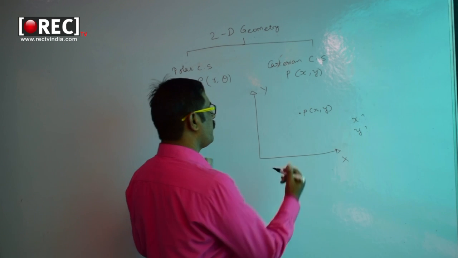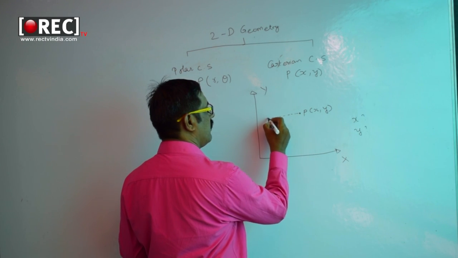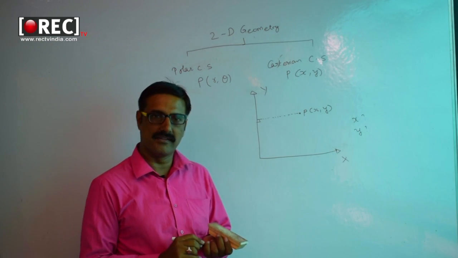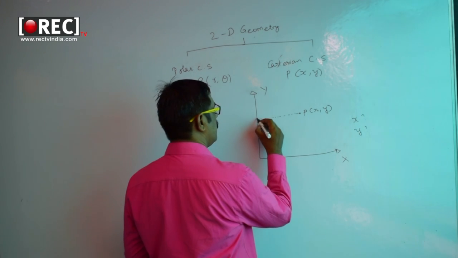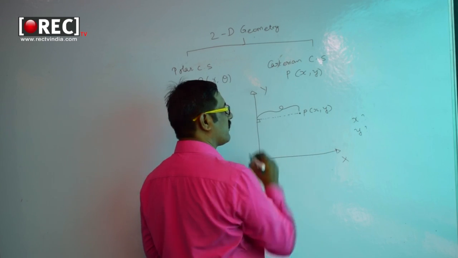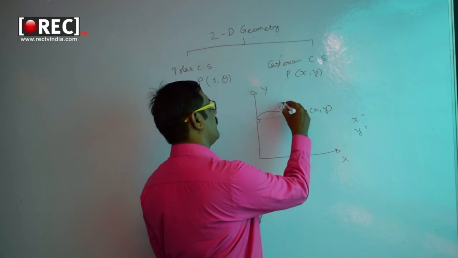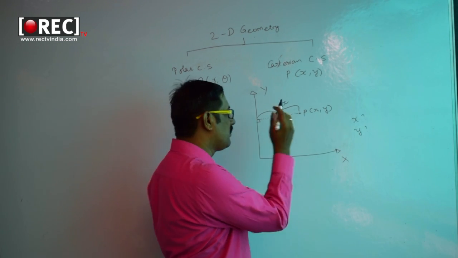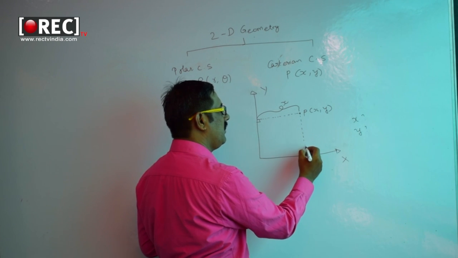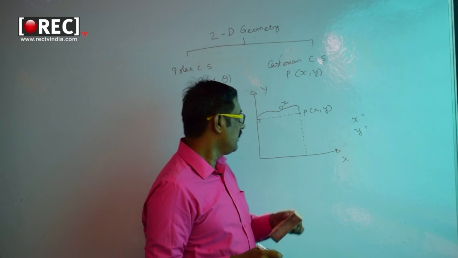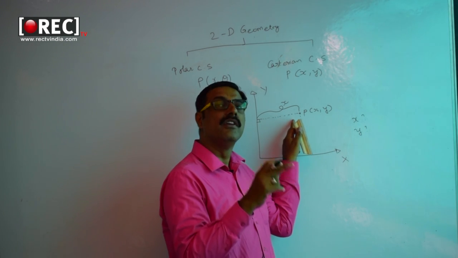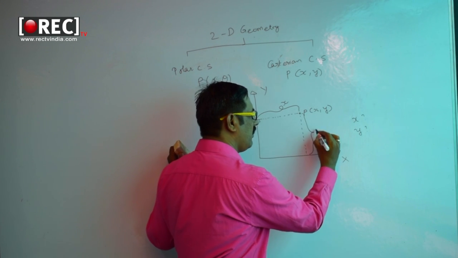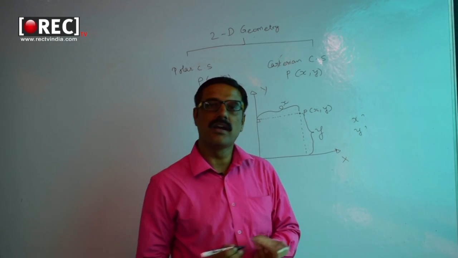Here, drop a perpendicular from P onto the y-axis. The length of this perpendicular, or the distance between P and the y-axis, would give us x. So, if you observe, this distance x is measured parallel to the x-axis. Similarly, drop a perpendicular from P onto the x-axis. The dropped perpendicular onto the x-axis would represent y. So, this would be your y coordinate in the Cartesian coordinate system.